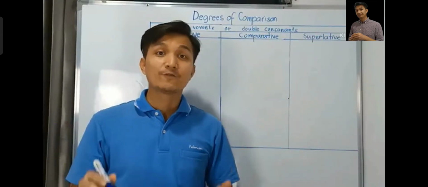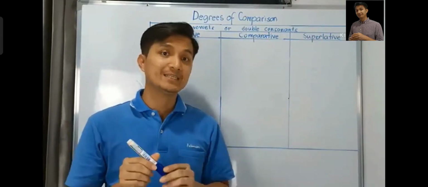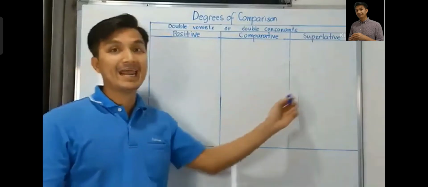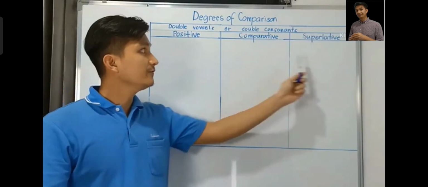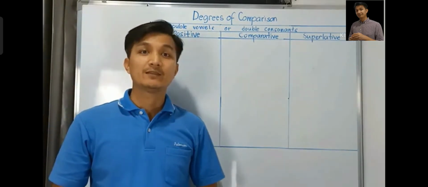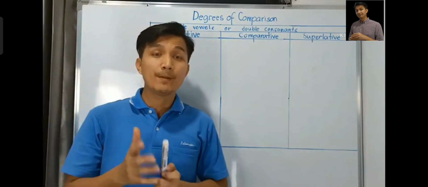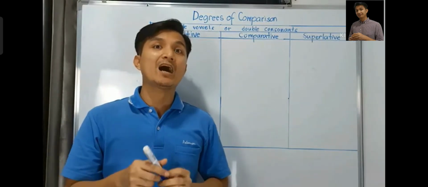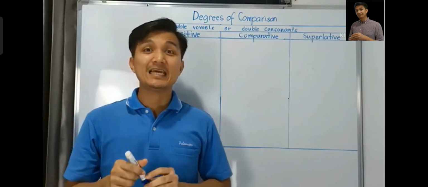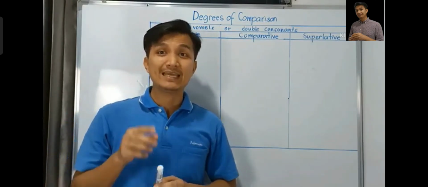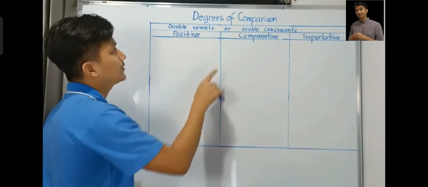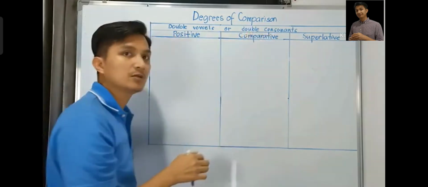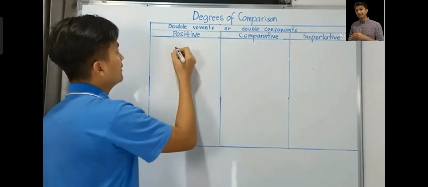For us to understand it more easily, I made a diagram for us. Positive, comparative, and superlative. The first rule we have to remember is we add ER and EST to the positive adjective if that word has what? Double vowels or double consonants. Let me give you an example here.